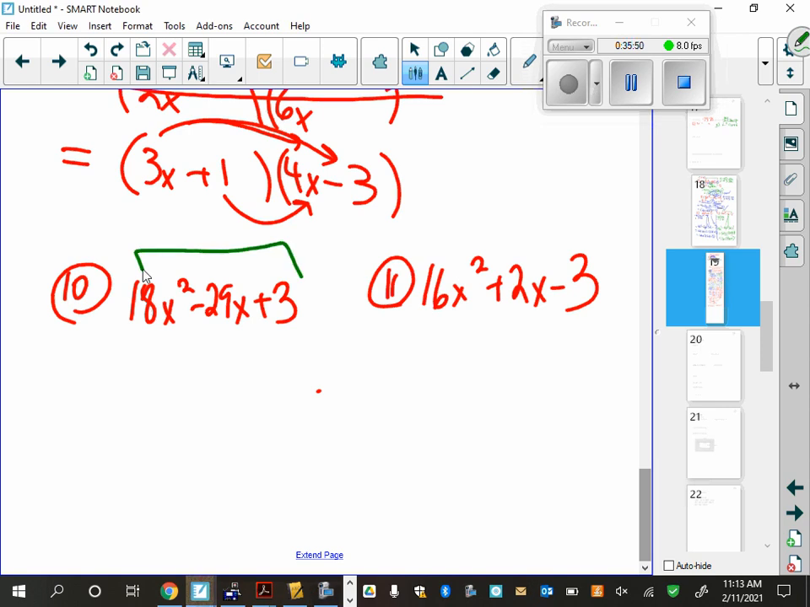54 and negative 29. That's possible. What's the middle term? Well done. Well, that's what we have to create. So 18.